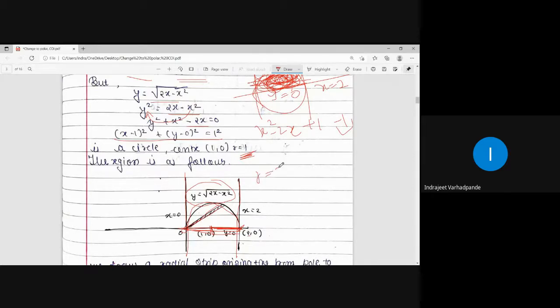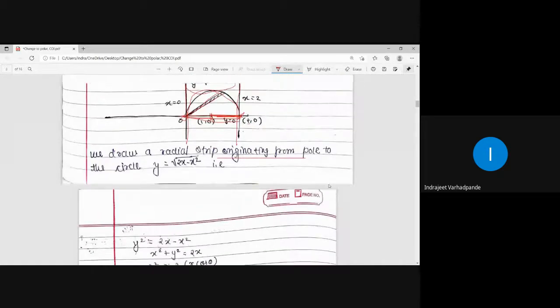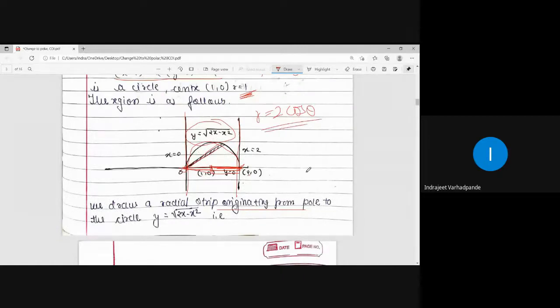R is equal to 2 cos theta, drawn with the circle on the X axis. So accordingly you will be getting the equation as r is equal to 2 cos theta. In the previous class we did the reverse. Whatever is the coefficient of cos theta, that is to be divided by 2. So you get the center as (1, 0) and radius as 1.